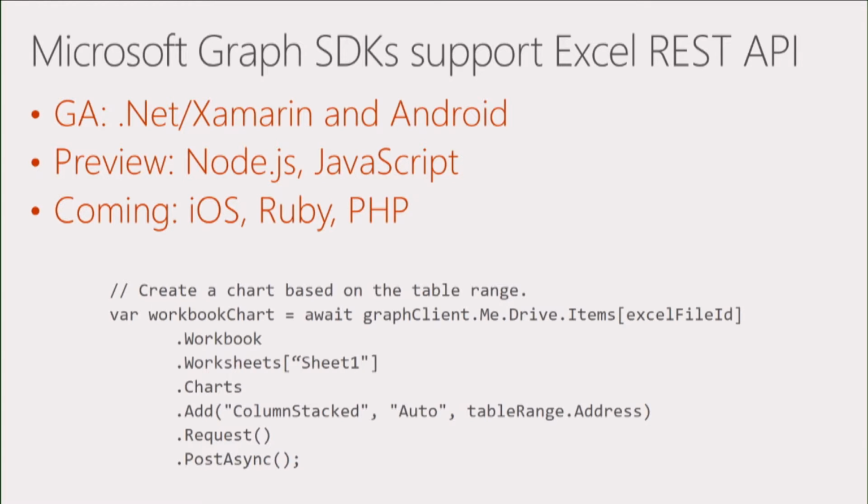I have here a little example of how you would call the Excel API using .NET. Basically, you instantiate a client. If you look at the format of the code, you address the place where the file is. In this case, it's in the OneDrive. Then you do workbook, worksheets, and in this case, I'm doing the same example of adding a column stack chart.